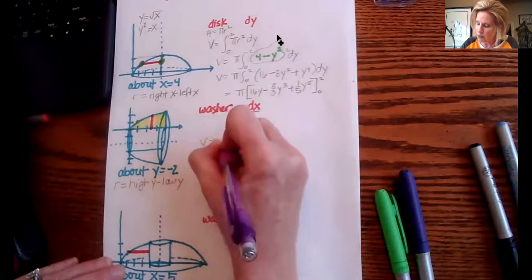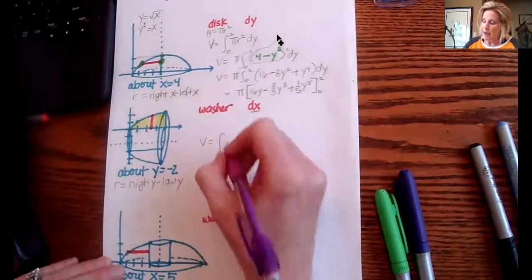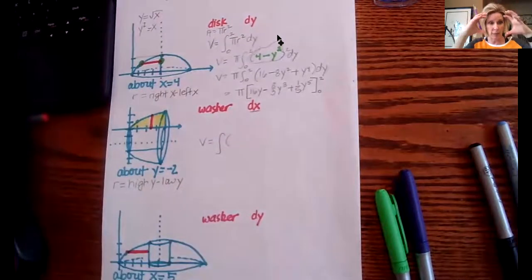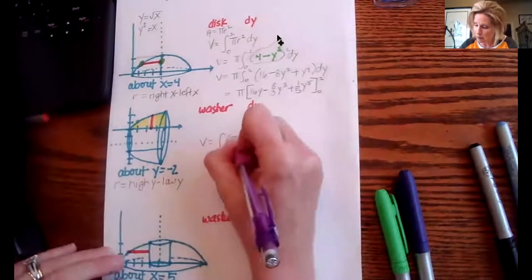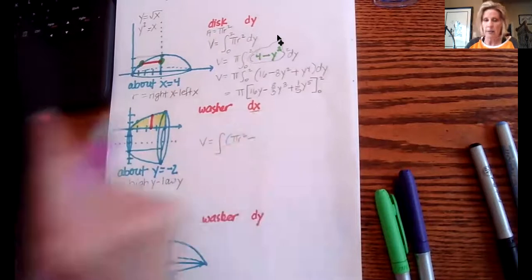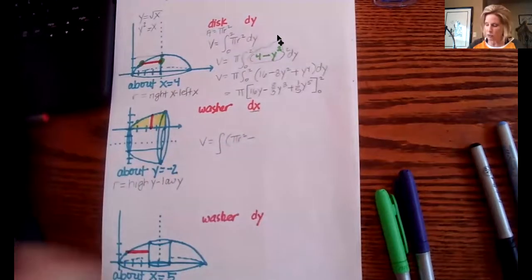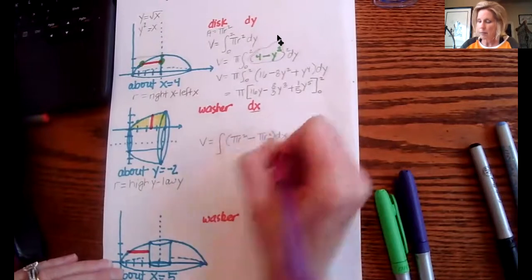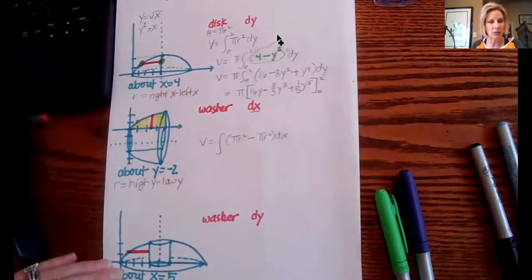So the volume is going to be, since it's a washer, the area of the big circle, pi r squared, minus the area of the smaller circle, which is also pi r squared, in dx. All right, end with the dx because you're integrating with respect to x.